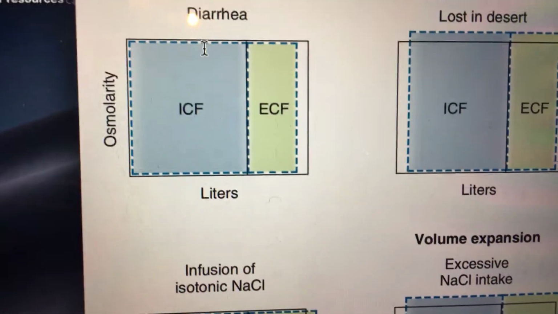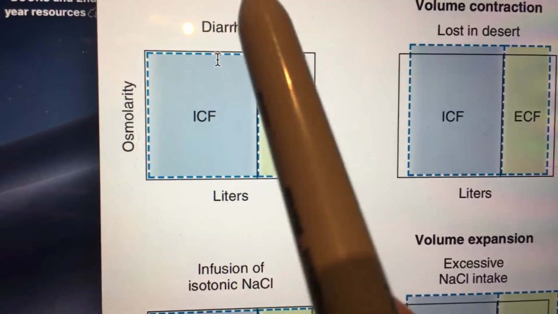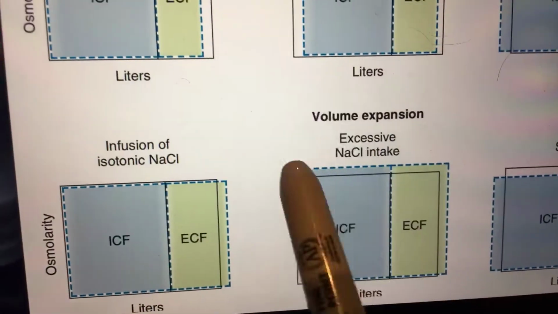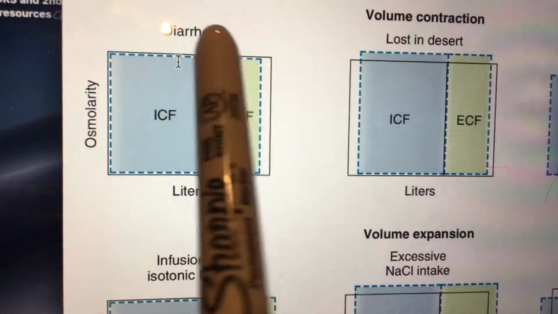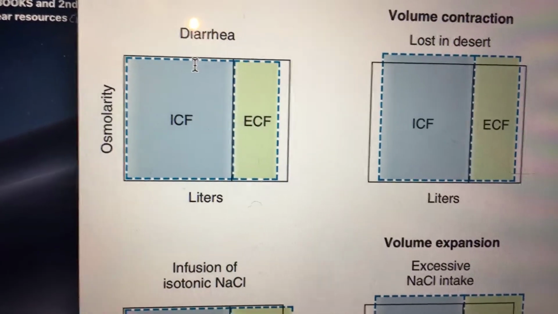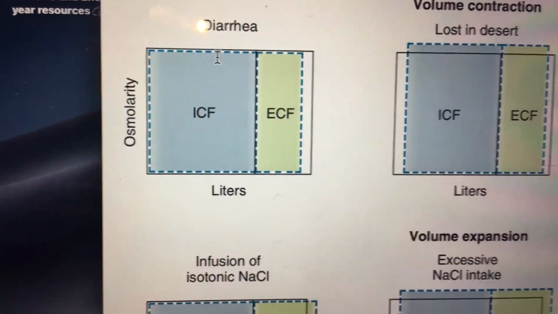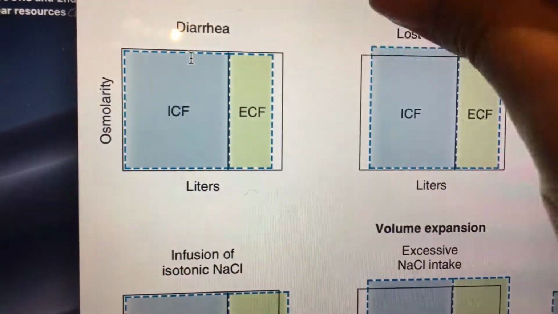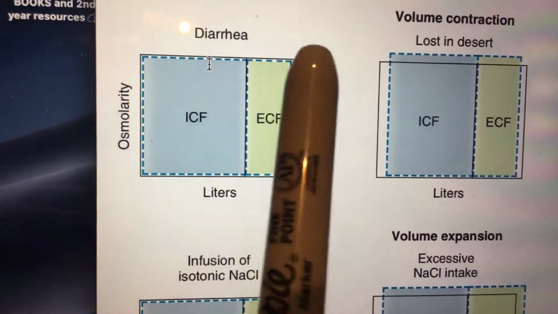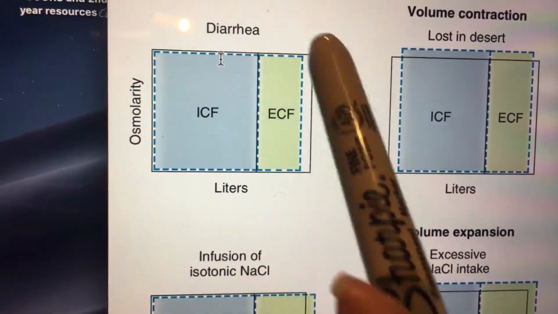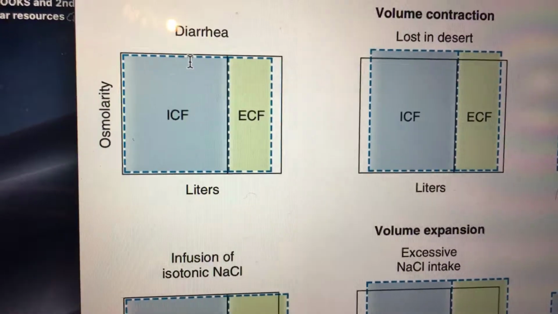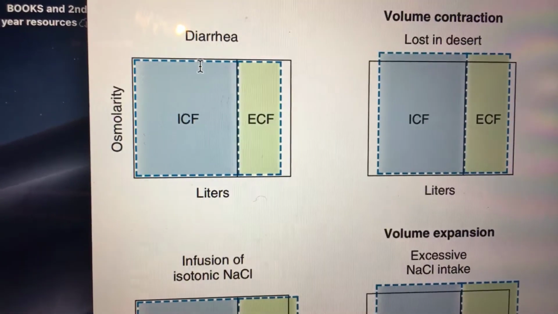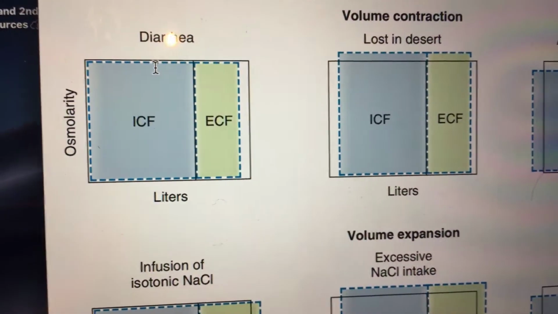Why is this? Because there's a difference between diarrhea and sweating or being lost in the desert, okay? There's differences between all of these. And within diarrhea, in terms of isoosmotic, you know it's isoosmotic because it's along the line. There's no change in osmolarity here. Why is it isoosmotic? Because in diarrhea, you are losing your fluids, you're losing your water, as well as your ions and your solutes.